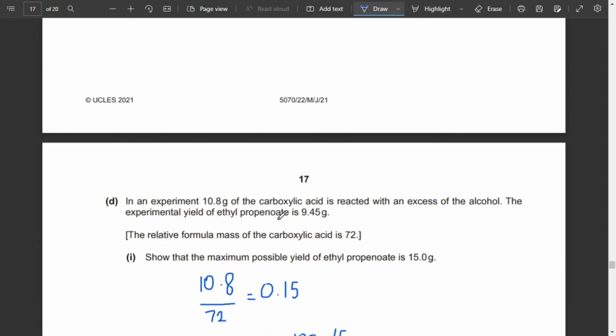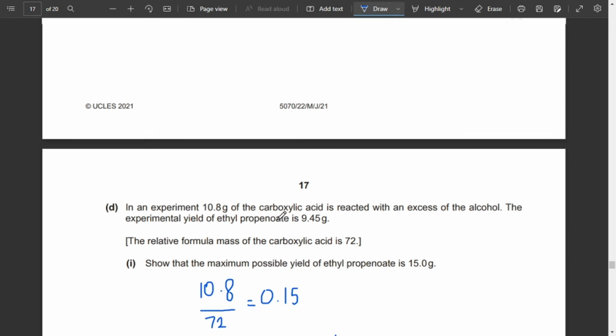Part D says in an experiment 10.8 gram of carboxylic acid is reacted with an excess of alcohol. The experimental yield of ethyl propanoate is 9.45 grams. The relative formula mass of the carboxylic acid is 72. Part 1 says show the maximum possible yield of ethyl propanoate is 15 grams.